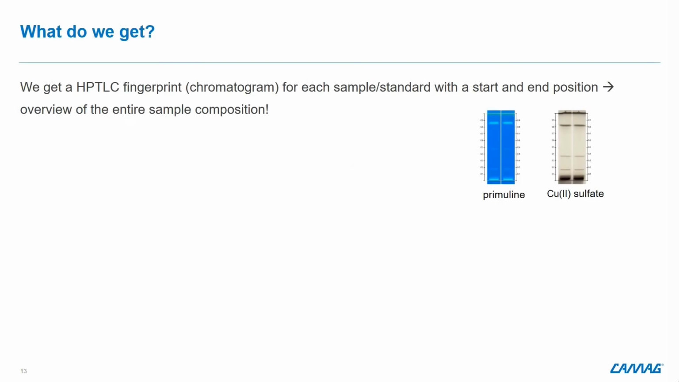So what do we get as a result? We get, as mentioned before, an HPTLC fingerprint for each sample or standard track, showing the entire sample composition. Nothing can be missed and results can easily be interpreted by eye. For quantification, profiles from images, scanning densitometry or hyperspectral imaging are evaluated with the VisionCat software. The 2 figures show the fingerprints of lipid-based formulations at long-wave UV light after derivatization with Primuline and at white light after derivatization with copper-2 sulfate.